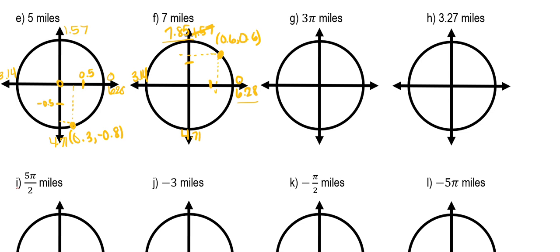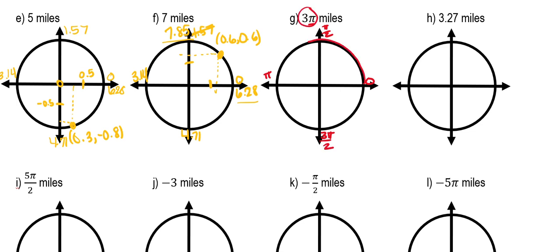Just kidding, not pi over 3. We're going to go to 3 pi. So now I'm counting in terms of pi again. No problem. So this is 0. I know this one up here is pi over 2. This one is pi, and then 3 pi over 2. So I need to go 3 pi miles.